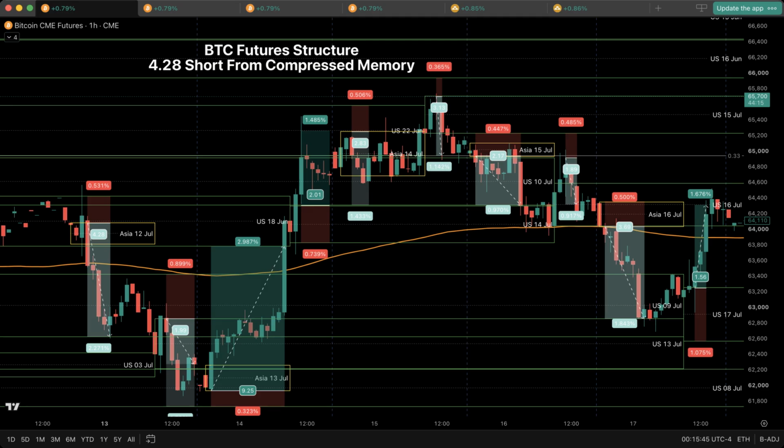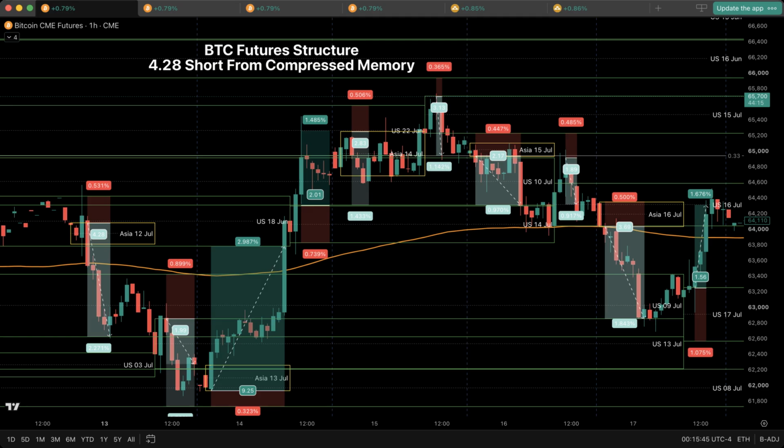Now look at July 12th Asia session. July 12th Asia session forms inside the June 18th US session box. It compresses by about 50%. It overlaps there. The session forms inside old US memory. That matters. Price is not starting in empty space.